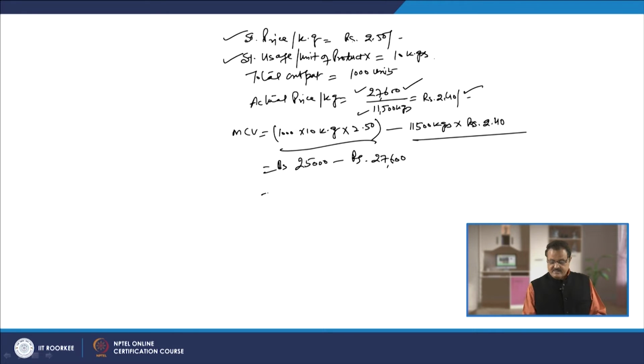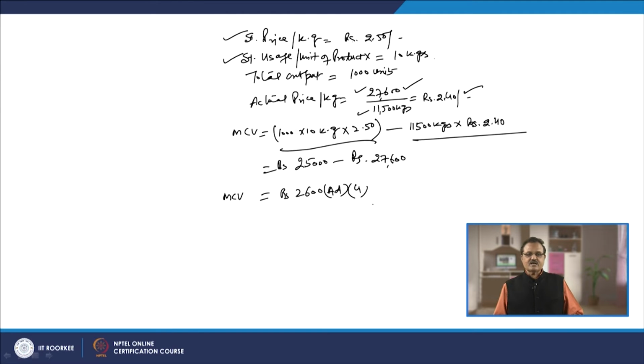27,600. So, what is the material cost variance? Material cost variance here is 2,600 rupees adverse. You can write either adverse in the bracket or unfavorable in the bracket. This is the material cost variance we have calculated from this information.